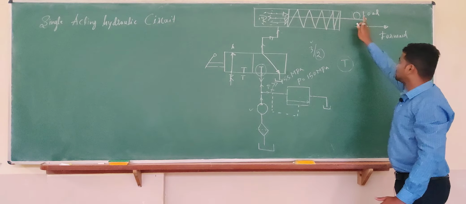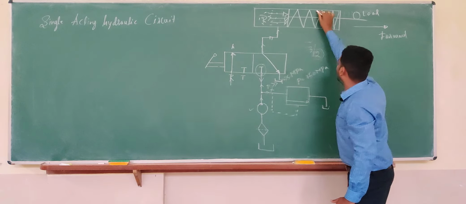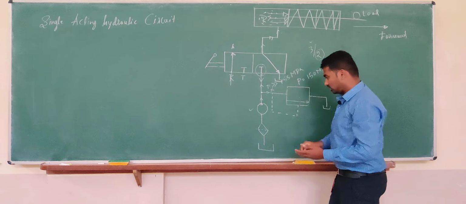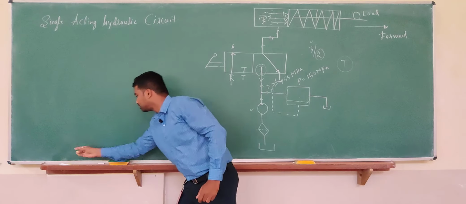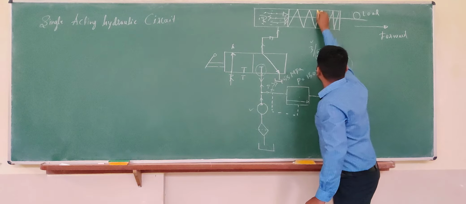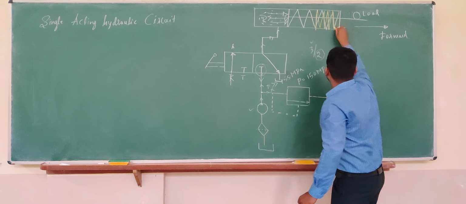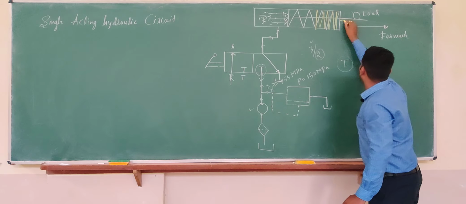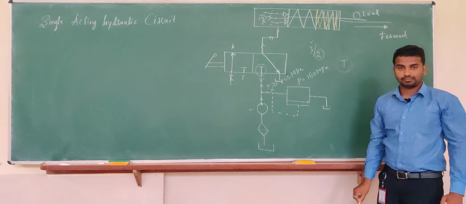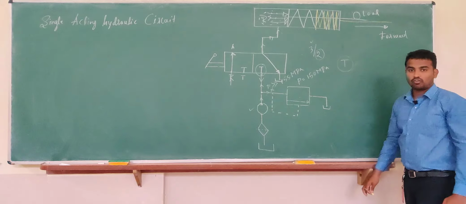Okay. So as soon as the piston reaches one end, let us assume that this is the last position of the piston. Now the piston is over here, your spring is compressed like this, and your rod is somewhere in this position. So this is your forward stroke.